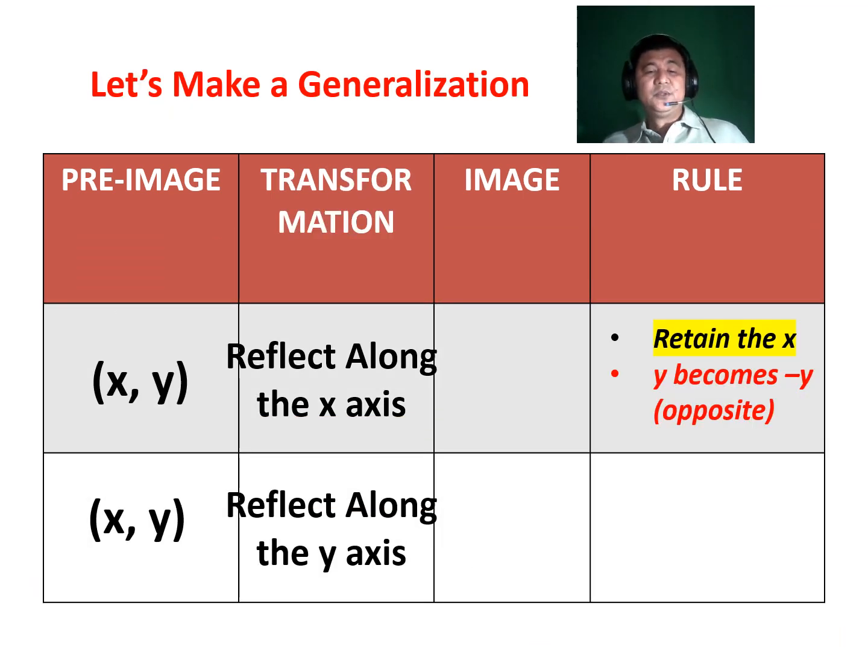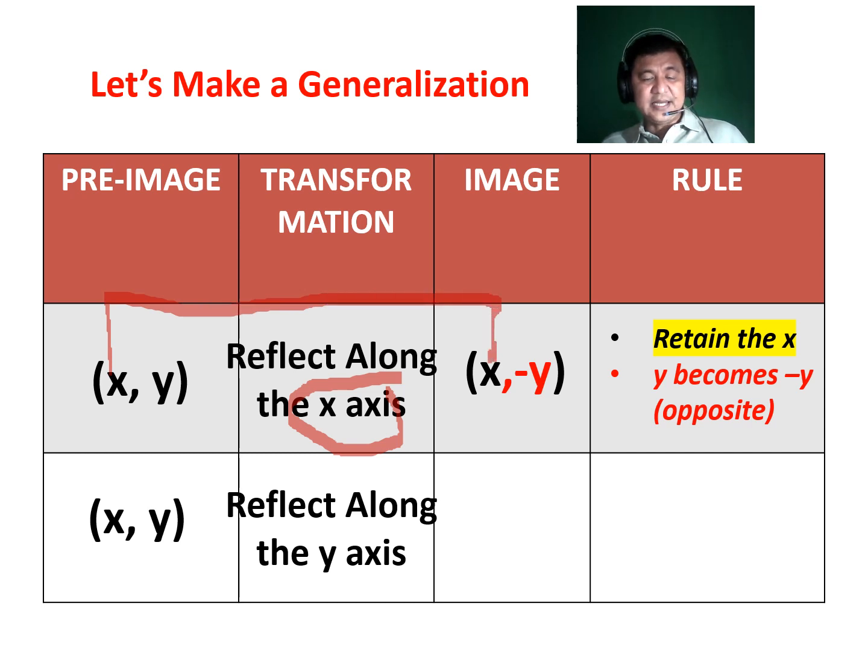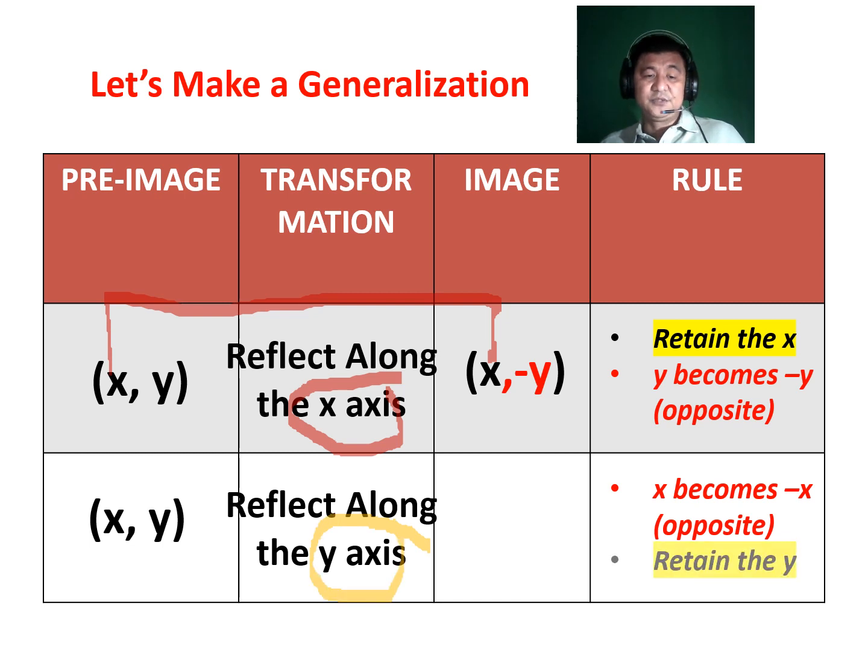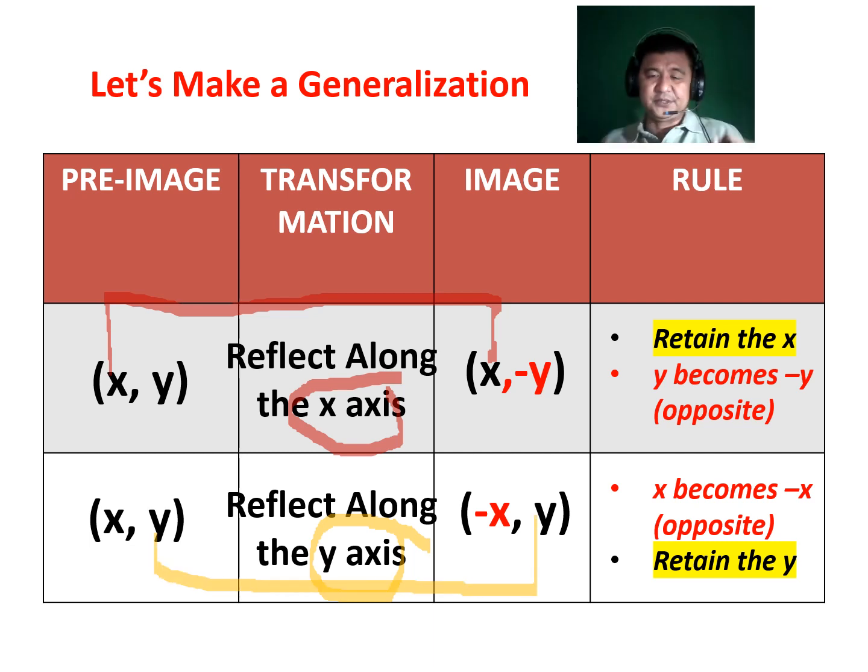All right, so when we reflect along the x-axis, we remember that we retain the x. X is the same. Think of that. X-axis, x is the same. So the other one is the opposite. Okay, how about if you reflect on the y-axis? The y-axis, obviously, the y is the same. You retain the y, and then the x is just the opposite. All right, think of the opposite as the negative becomes a positive and a positive becomes a negative. So that's the rule. Remember?